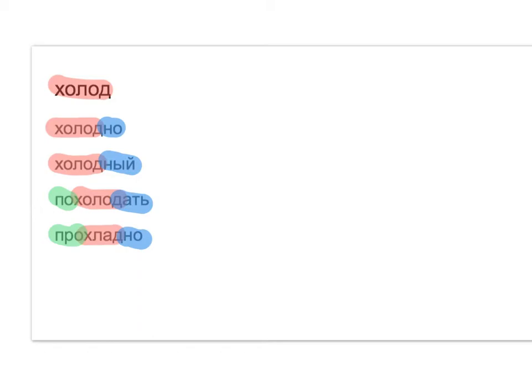Can you guess which of these sentences would go with which of these words? Of course, холодно describes when someone feels cold. Холодный describes when something is cold. And похолодать describes the process of getting cold.